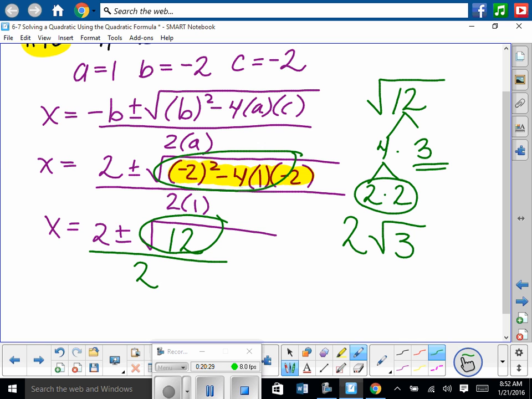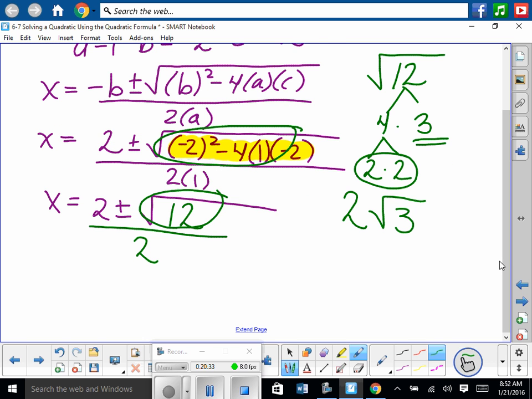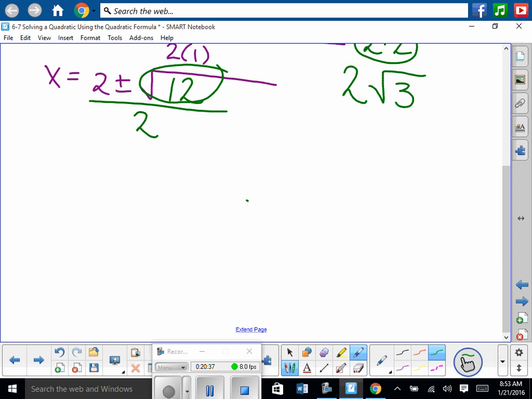So instead of writing the square root of 12, we just simplified the square root of 12. It's 2 square roots of 3. Is everybody good so far? So I'm going to write that in. So what I have is x is equal to 2 plus or minus 2 square roots of 3 all over 2. Does everybody see that?